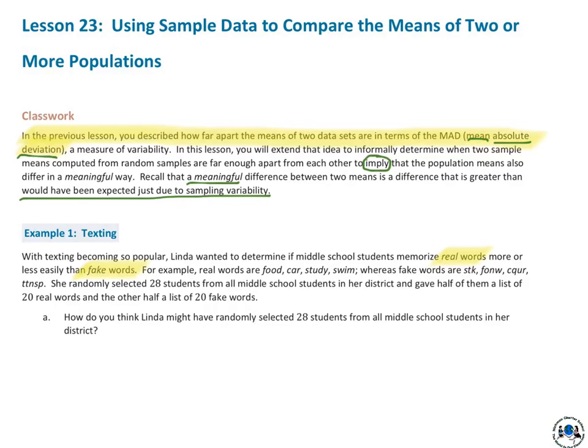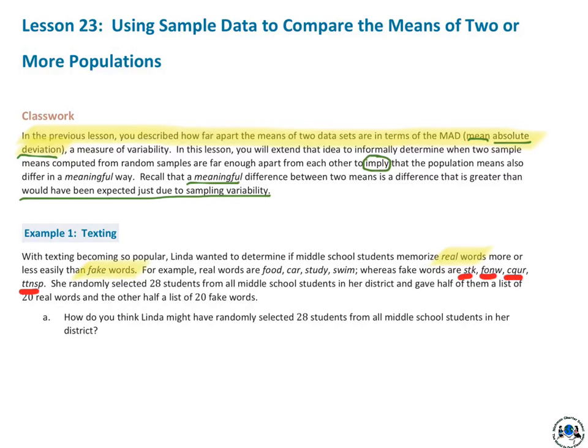For example, real words are food, car, study, swim, whereas fake words are steak, fanwo, seeker. I don't know what these words are, but anyway, you see them there. These are maybe more familiar to you. These might actually be little text abbreviations. I don't quite get them.